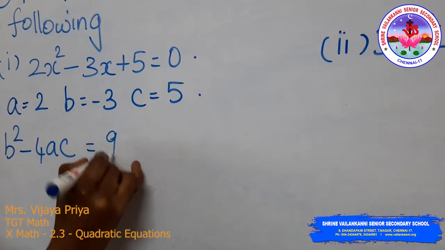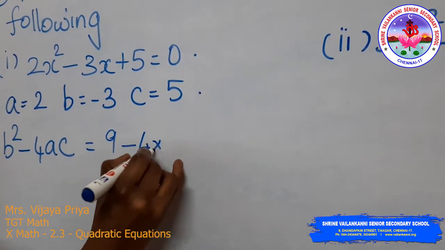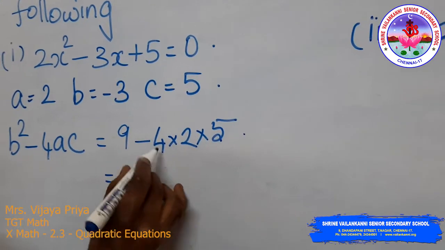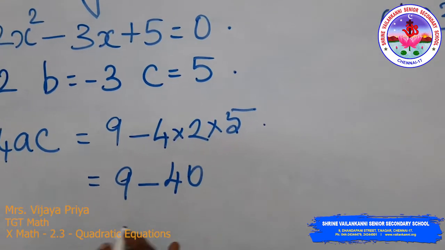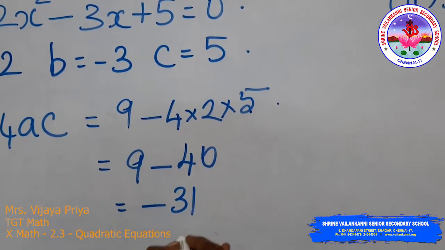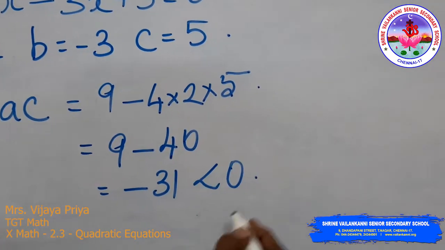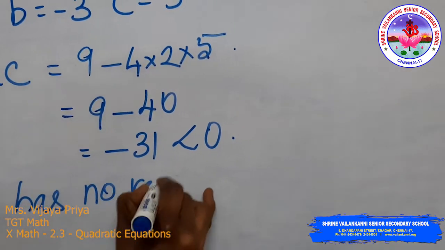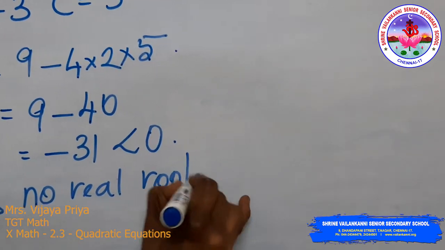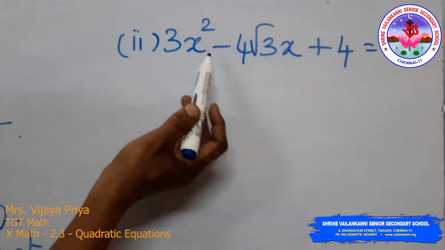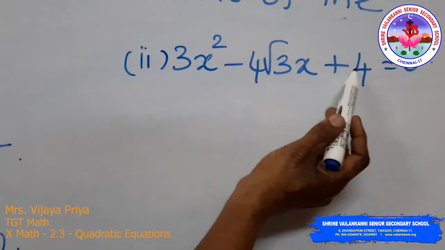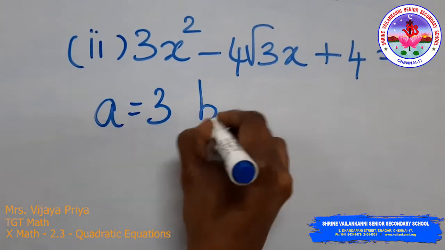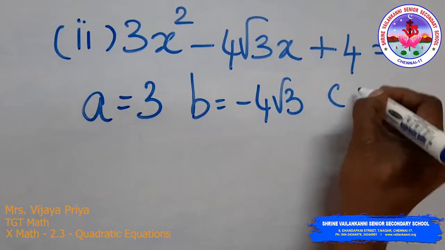minus 3 the whole square, which becomes 9, minus 4 into 2 into 5. So you will have 9 minus, 8 5s are 40. So the value is minus 31, which is less than 0. So it has no real roots. It means that it has imaginary roots. Second problem, 3x squared minus 4 root 3x plus 4 is equal to 0. Taking a as 3, b as minus 4 root 3, c is equal to 4.